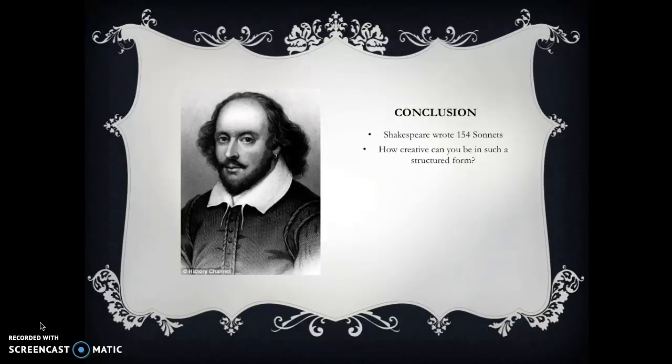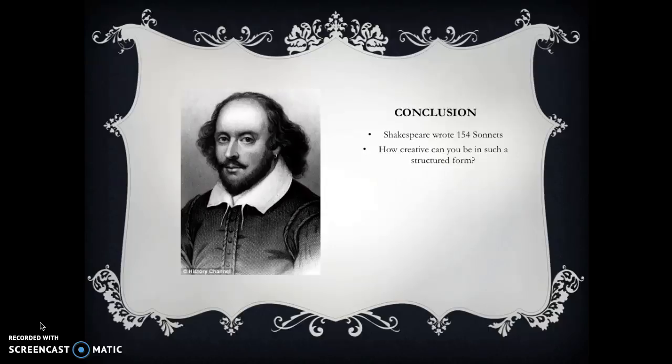So the reason why this is so important, Shakespeare wrote 154 of these sonnets. Most of them, the first sonnets he wrote, they were about this obsessional love. And then the last few sonnets, he starts thinking more about death and existential crisis type things.